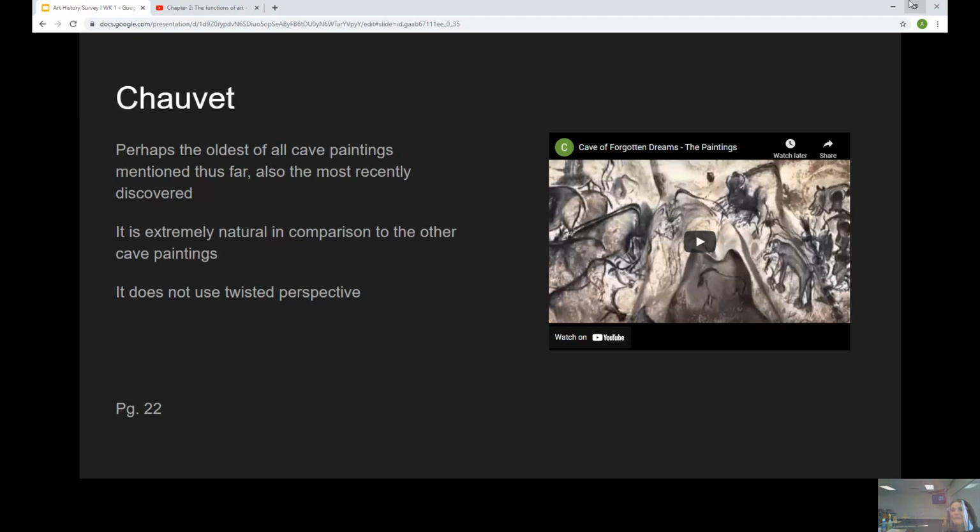And when this was carbon dated, they had to carbon date it a few times because they couldn't believe it. It came up to be so much older than any of the other cave paintings previously found. It was, like I said, the most recently found too. It was found in the 90s.